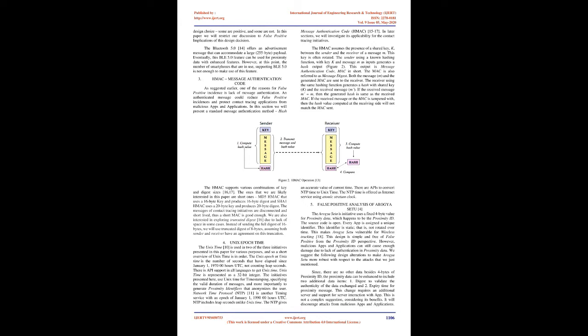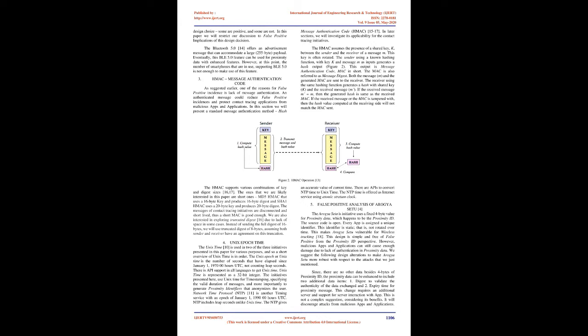3. HMAC, Hash Message Authentication Code. As suggested earlier, one of the reasons for false positive incidents is lack of message authentication. An authenticated message could reduce false positive incidences and protect contact tracing applications from malicious apps and applications. In this section we will present a standard message authentication method, hash message authentication code, HMAC, 15 to 17. In later sections, we will investigate its applicability for the contact tracing initiatives.